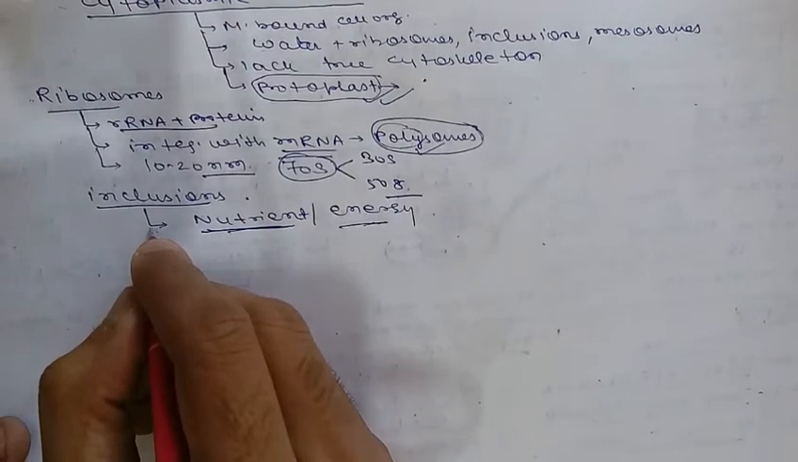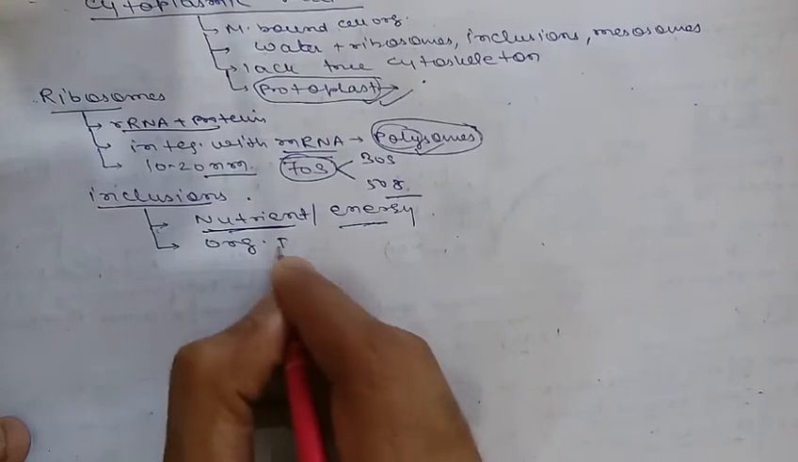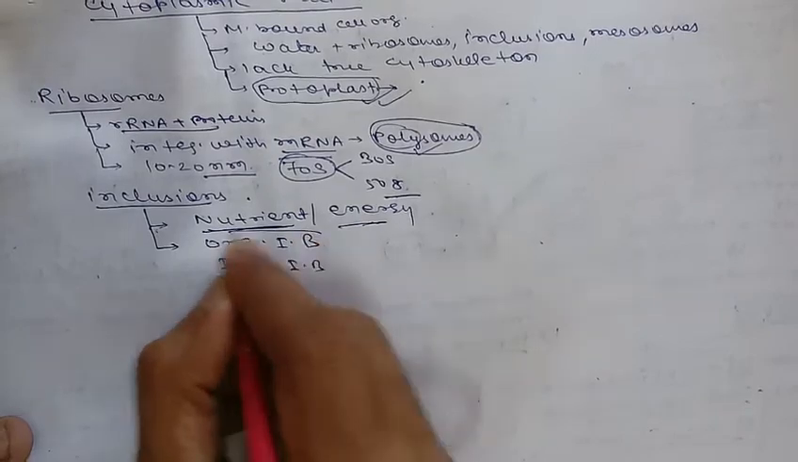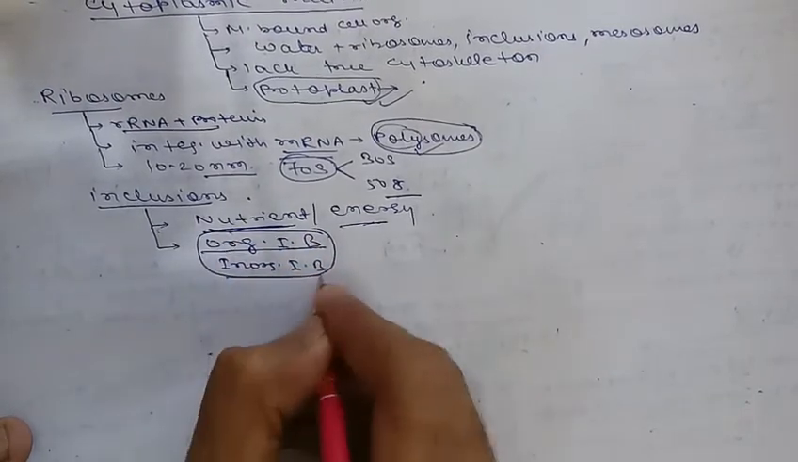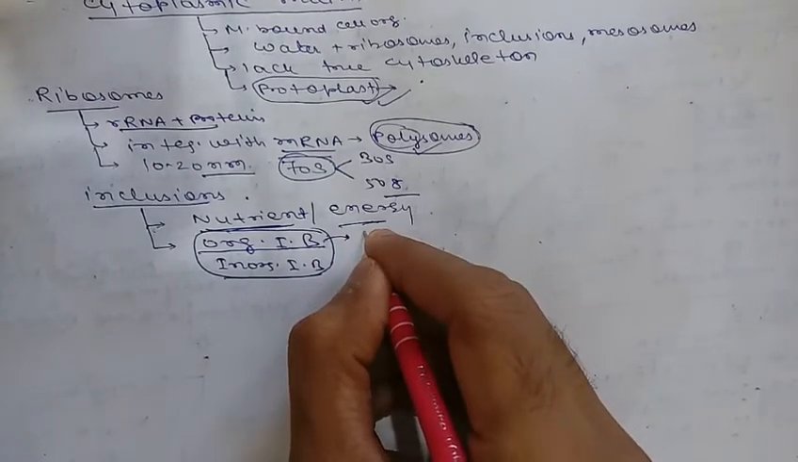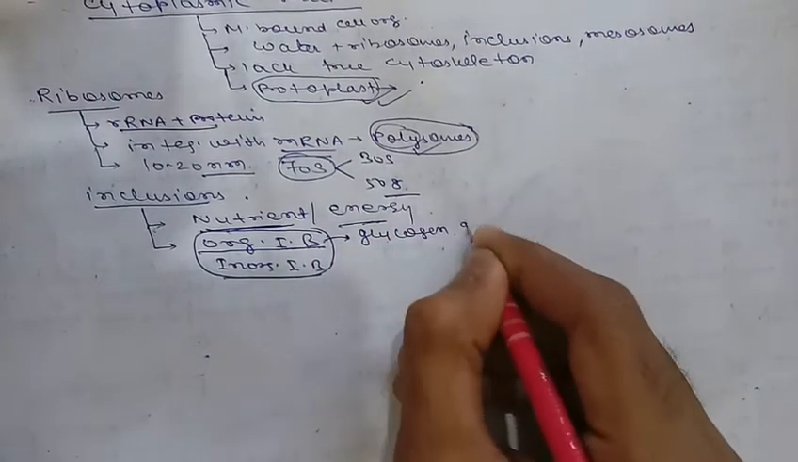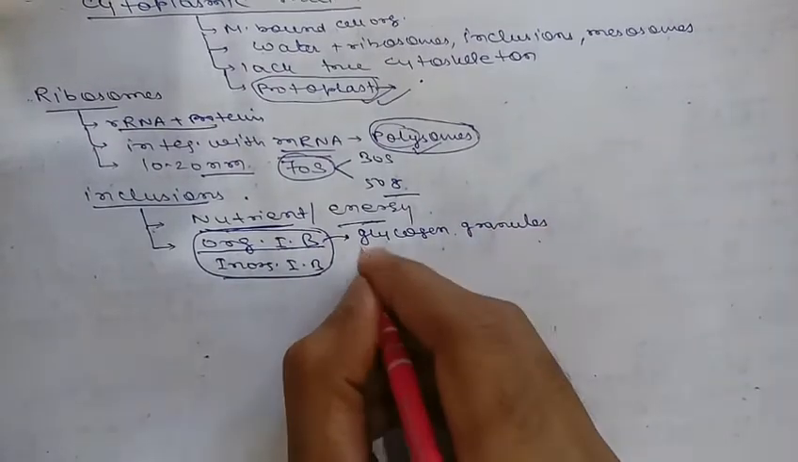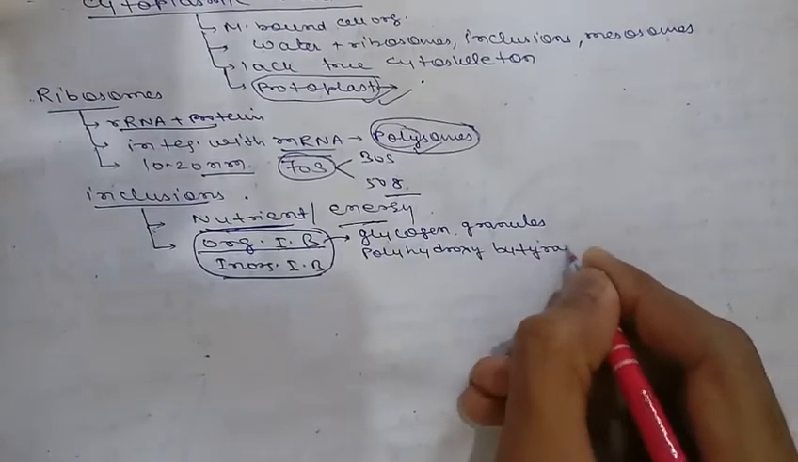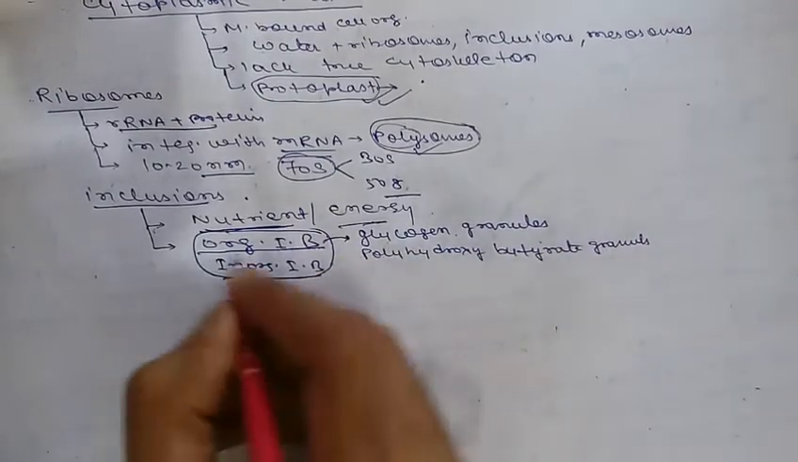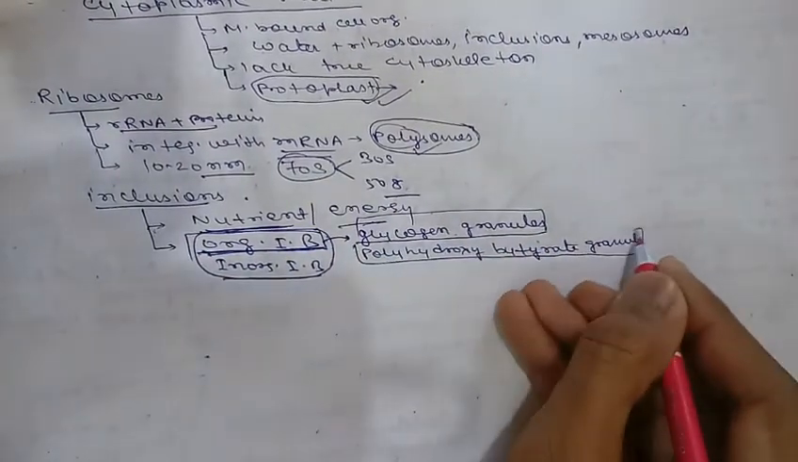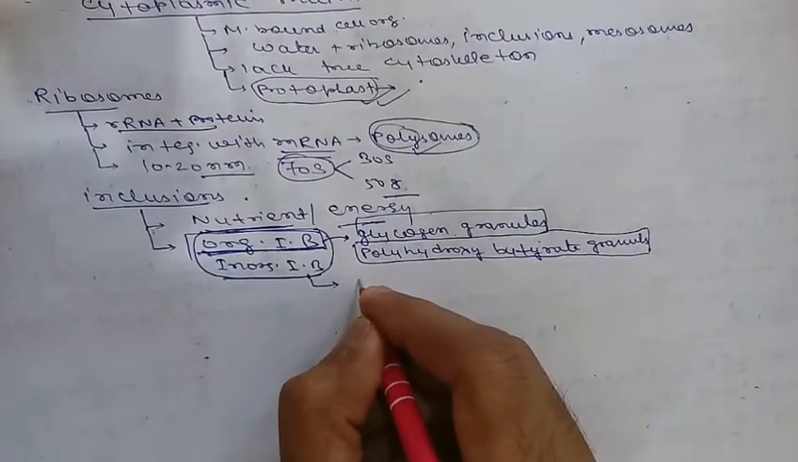Clear? Now there are two types of inclusion bodies. The first one is organic inclusion bodies, and the second one is inorganic inclusion bodies. Coming to the organic inclusion body, it includes glycogen granules and polyhydroxybutyrate granules.